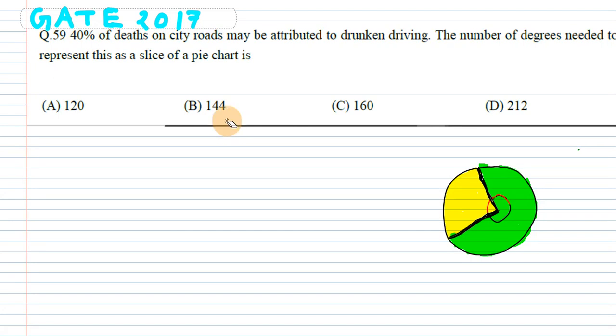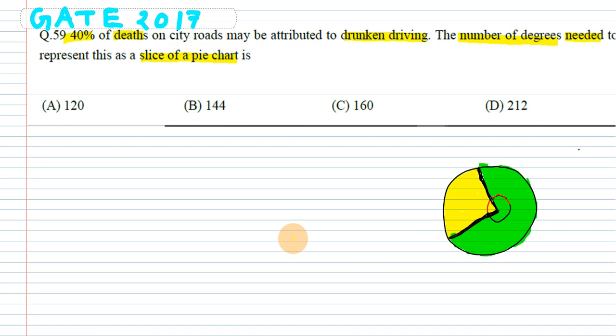So here I am with a few questions of the GATE chemistry examination of 2017. This question was asked in the general aptitude section. Now let's read the question carefully and solve it. The question says 40% of deaths on the city roads may be attributed to drunken driving, and the number of degrees needed to represent this as a slice of a pie chart is.